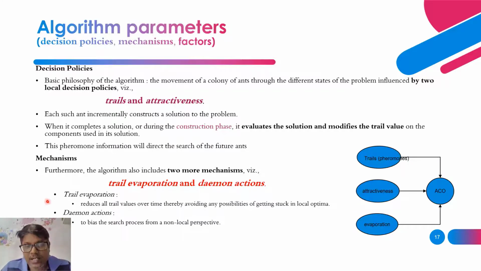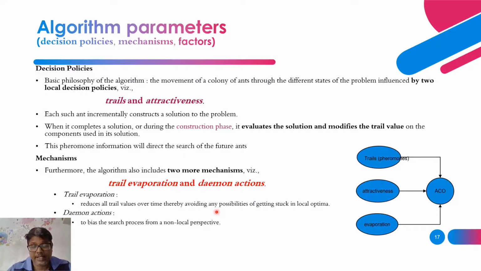And mechanisms: there are two more mechanisms involved. One is called trail evaporation, the other one is daemon action. As we know, trail evaporation will reduce all trail values over time, thereby avoiding any possibility of getting stuck in local optima. So there may be lengthy routes with trails, though in those the trails will evaporate. If it gets evaporated, then that path will not be chosen, and that may be a local optima value. Since it evaporates, that will not be chosen. So that has been avoided here.